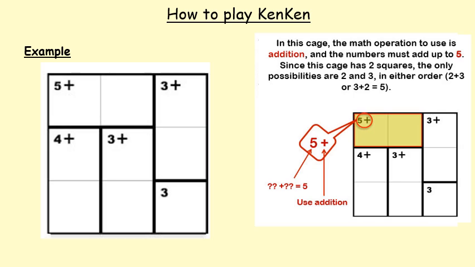Since there are only 2 squares in this cage, there are only a few possibilities that can go in here. Remember, we can only use numbers 1, 2 or 3. So it doesn't matter particularly what order at the moment, so you could have 2 and 3, 3 and 2, and those are basically the only numbers that will add together to make 5.